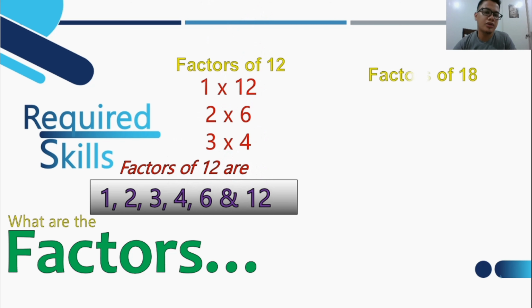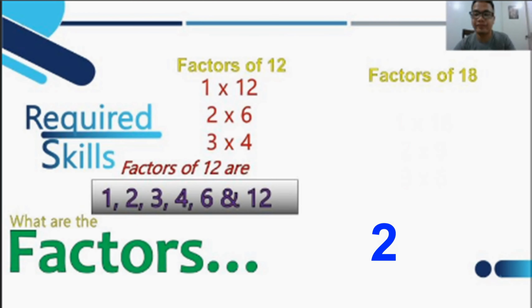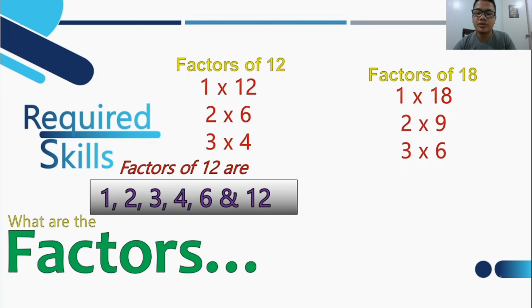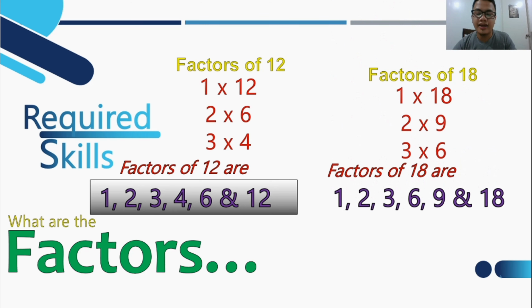Okay, let's have one more. How about the factors of 18? So we have here 1 times 18, that's 18. 2 times 9, that's 18 also. 3 times 6, that's 18 also. The factors are 1, 2, 3, 6, 9, and 18.